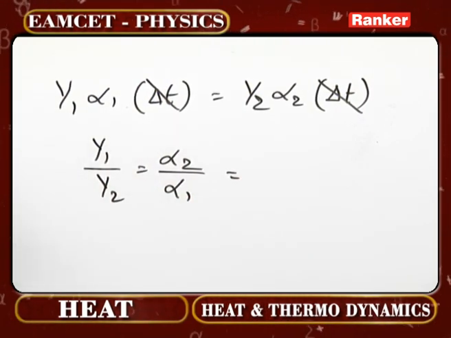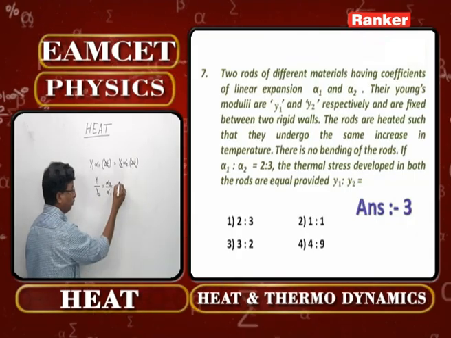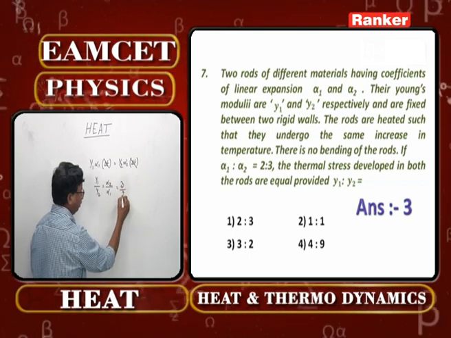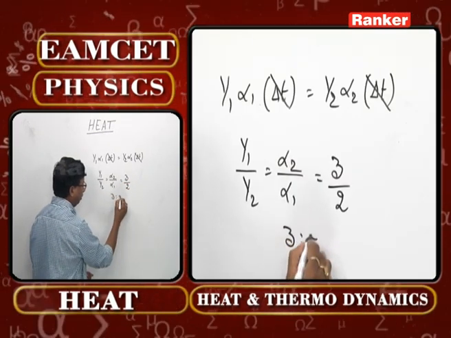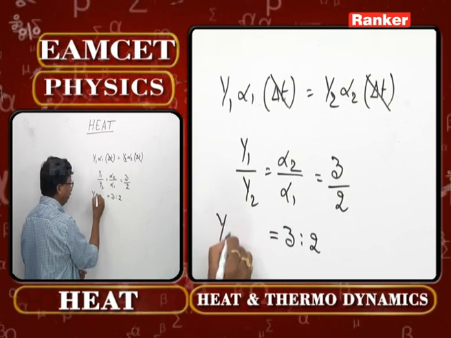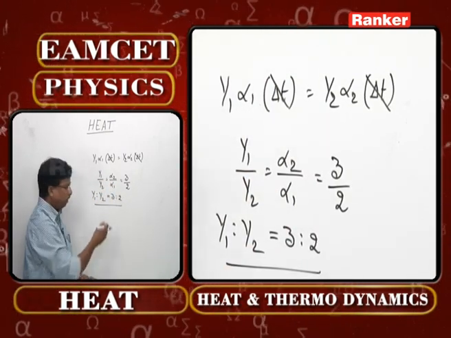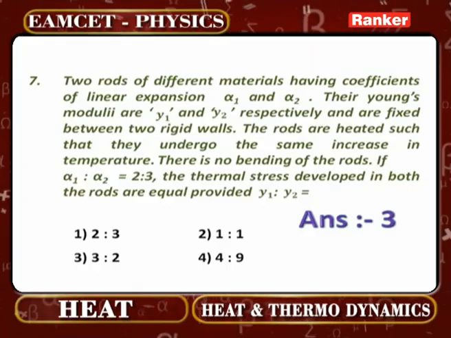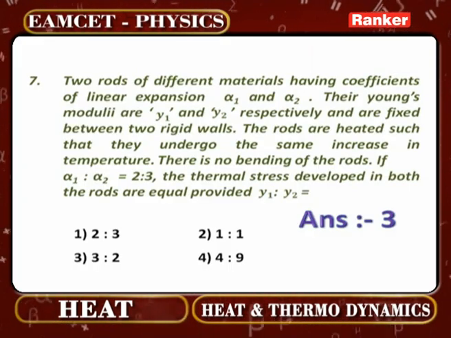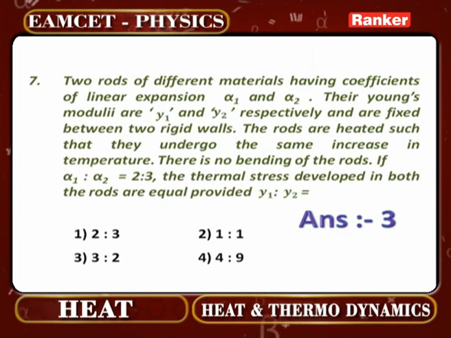What is the alpha 1 is to alpha 2 ratio given? 2 is to 3. So reverse that one. 3 is to 2 must now be the ratio of Young's moduli of both the materials of the rods. Now look at the options once again carefully. The third option is given 3 is to 2. So that will now be the correct option for us as far as question number 7 is concerned.